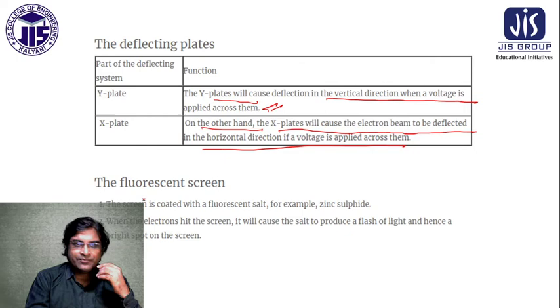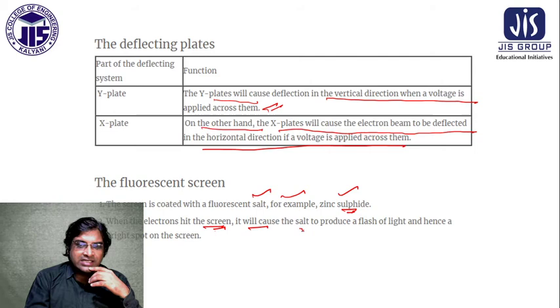So the fluorescent screen is coated with a fluorescent salt, for example zinc sulfate, and when the electrons hit the screen, it causes the salt to produce flash light, hence a bright spot on the screen is visible. Okay, so these are all the points.